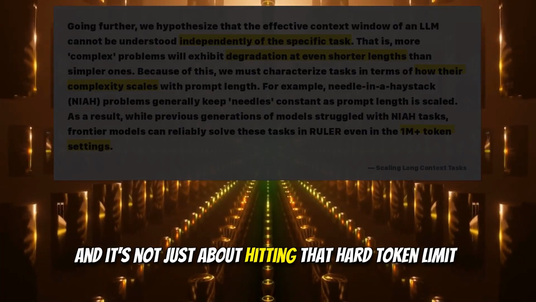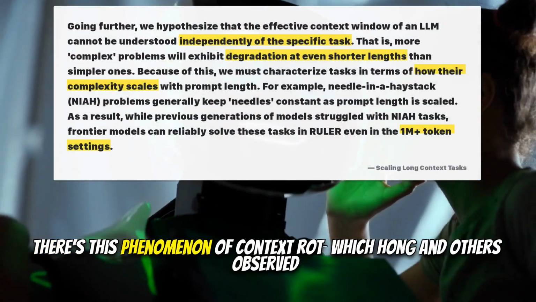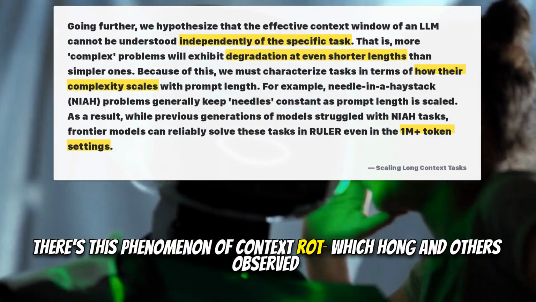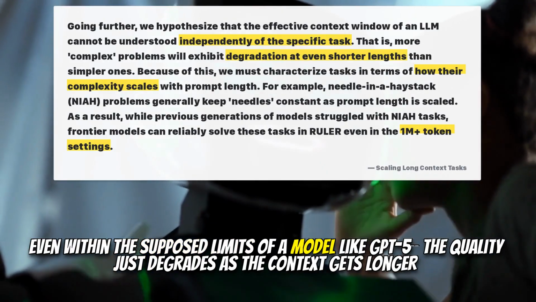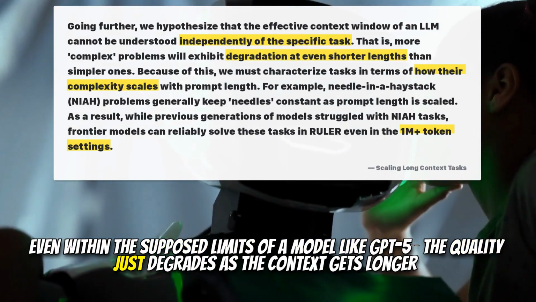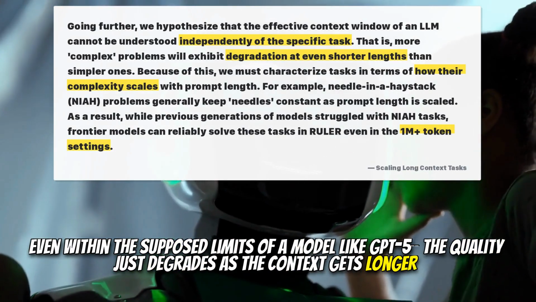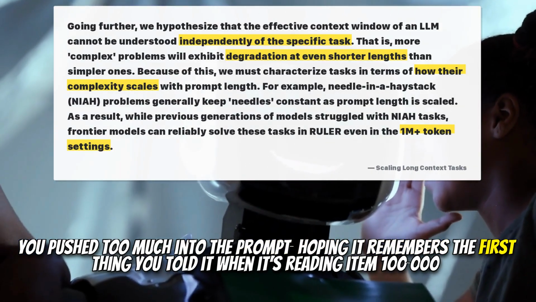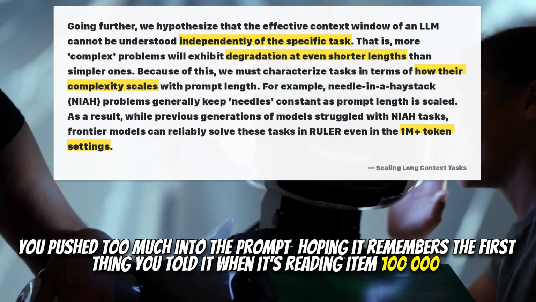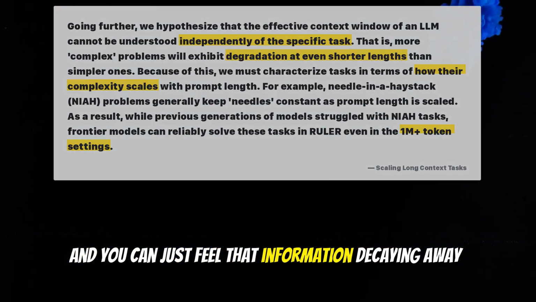And it's not just about hitting that hard token limit. There's this phenomenon of context rot, which Hong and others observed. Even within the supposed limits of a model like GPT-5, the quality just degrades as the context gets longer. Oh, we've all felt that. You push too much into the prompt, hoping it remembers the first thing you told it when it's reading item 100,000. And you can just feel that information decaying away.